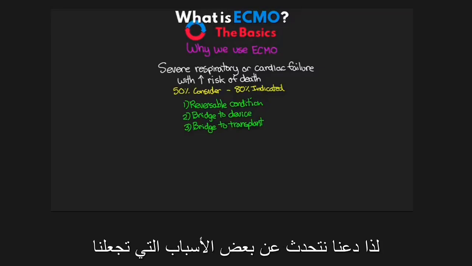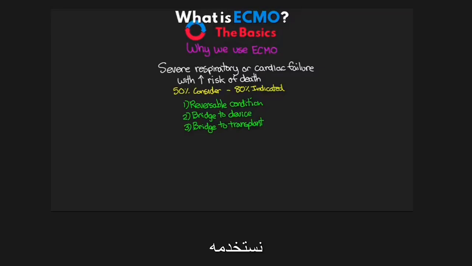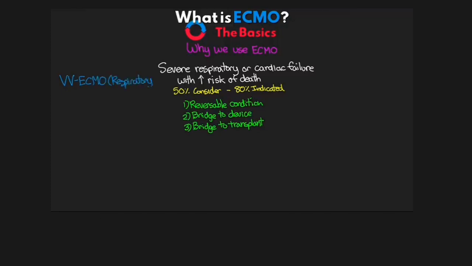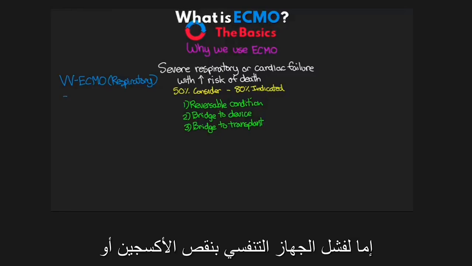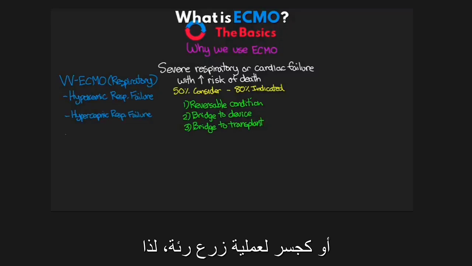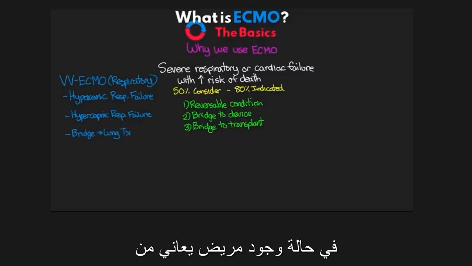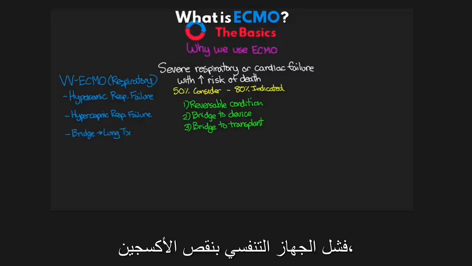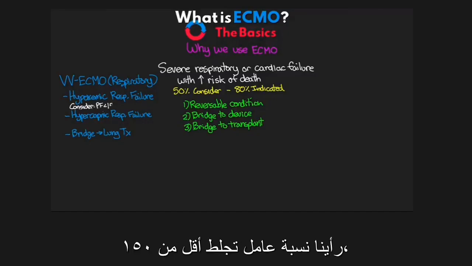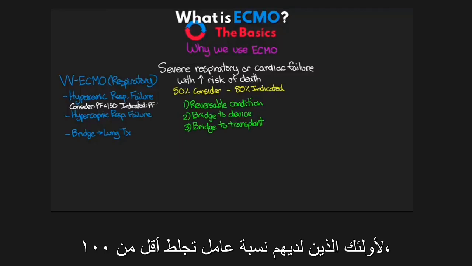So let's talk about some of the reasons why we would use this for respiratory support. So in this case, our VV ECMO. Our three main reasons that we're going to be using it here are either hypoxemic respiratory failure, hypercapnic respiratory failure, or as a bridge to a lung transplant. In the case where we have a patient in hypoxemic respiratory failure, we really want to be considering it if we see a PF ratio that's less than 150, and it's really going to be indicated for those with a PF ratio less than 100.